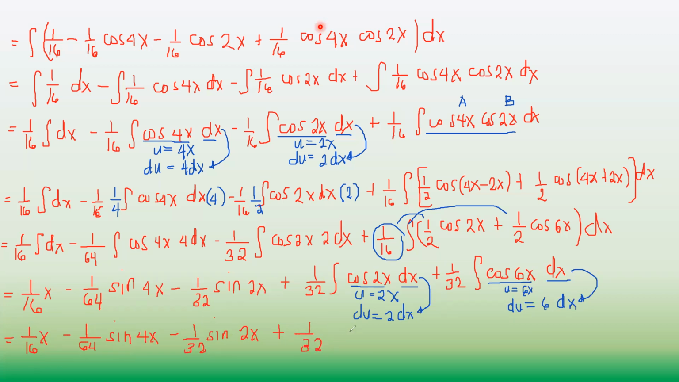Rewrite ko na to. Integral of cosine 2x dx. So, dapat 2 dx. Kaya kailangan mo siyang i-multiply by 2. So, times 2. Labas tayo ng 1 half, reciprocal ng 2. Okay, plus 1 over 32.